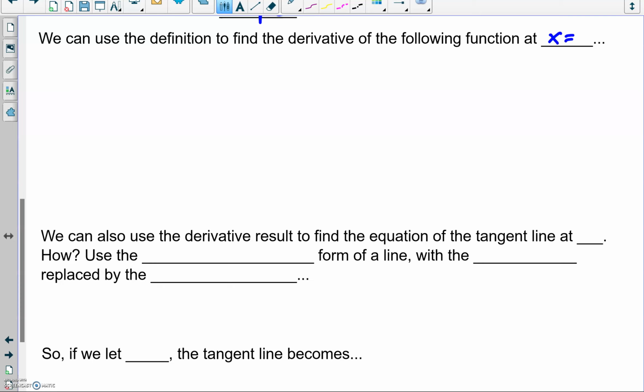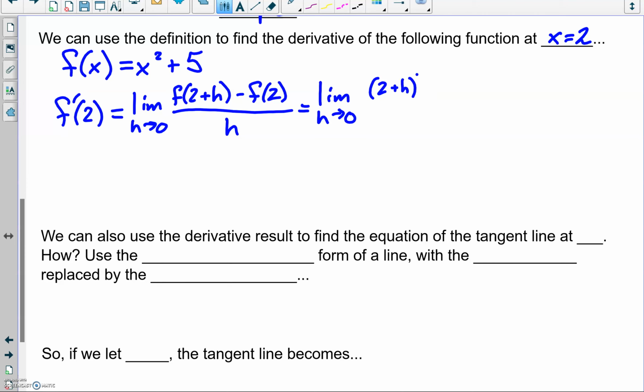And this will then equal the limit as h goes to 0 of 2 plus h, quantity squared, just plugging that in for the x in the function, and then plus 5. And then minus, we're going to plug 2 into the function, and we've got to subtract the whole result away. So that's why I'm putting parentheses here. So we get that 2 squared plus 5, and then this is over h.